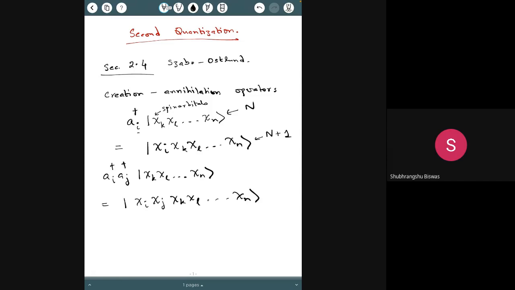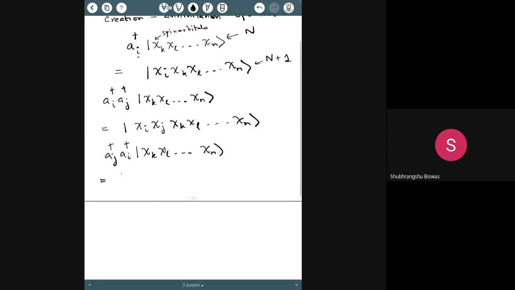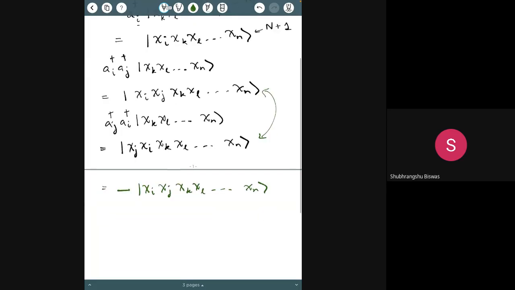Now if you reversed the order of action, you would get chi j, chi i, chi k, chi l, and so on. Now remember that the position of orbitals in a determinant is important, and the two determinants that connect by arrows differ in sign. So this is basically equal to minus of chi i, chi j, chi k, chi l, up to chi n. Therefore, I get one operator relation now.